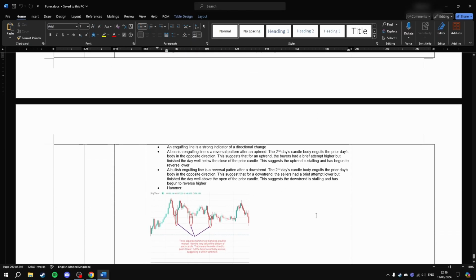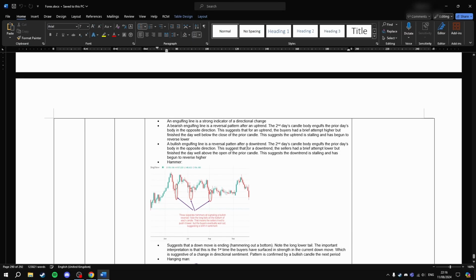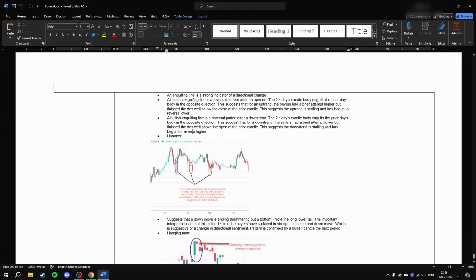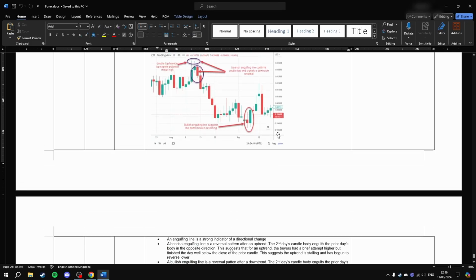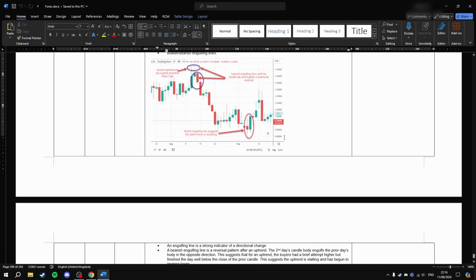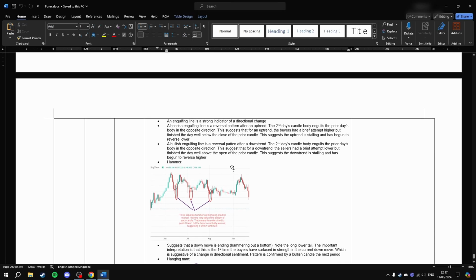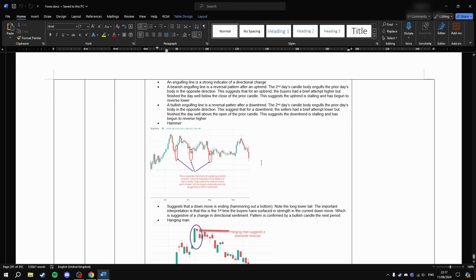This suggests that for an uptrend, the buyers had a brief attempt higher, but finished the day well below the close of the prior candle. This suggests the uptrend is stalling and has begun to reverse lower. Bullish engulfing line is a reversal pattern after a downtrend. The second day's candle body engulfs the prior day's body in the opposite direction. So this is one where the green one devours the red one. This suggests that for a downtrend, the sellers had a brief attempt lower, but finished the day well above the open of the prior candle. This suggests the downtrend is stalling and has begun to reverse higher.